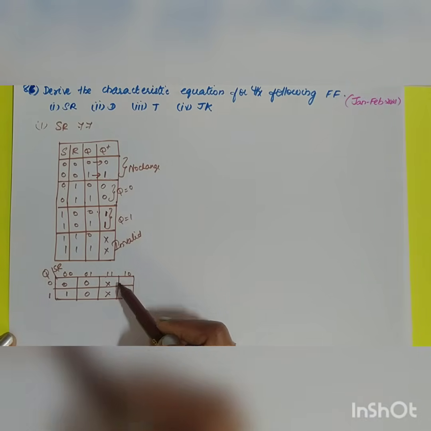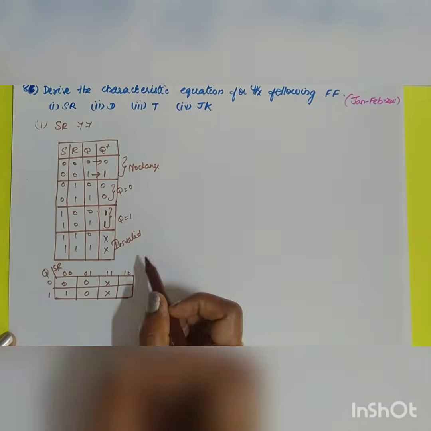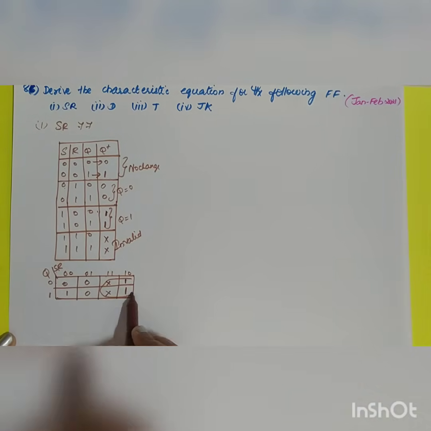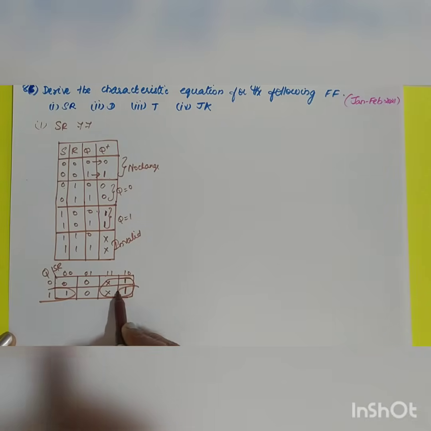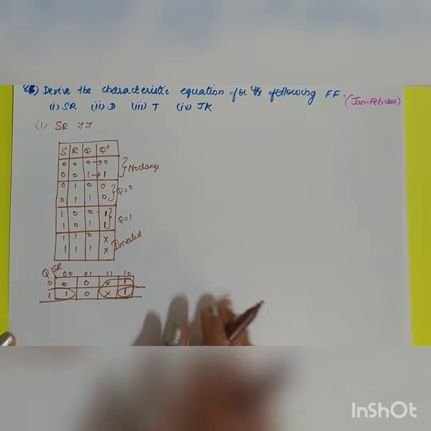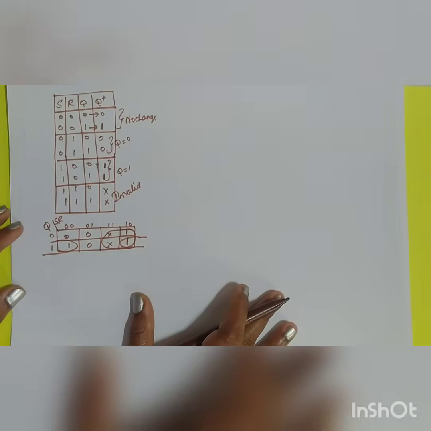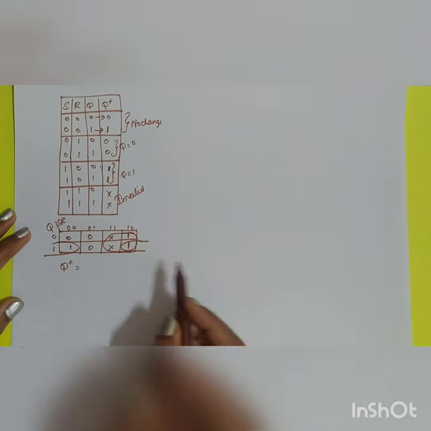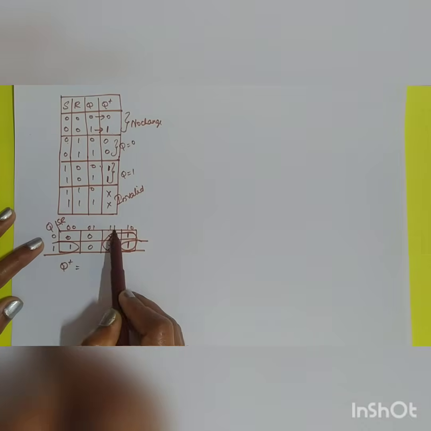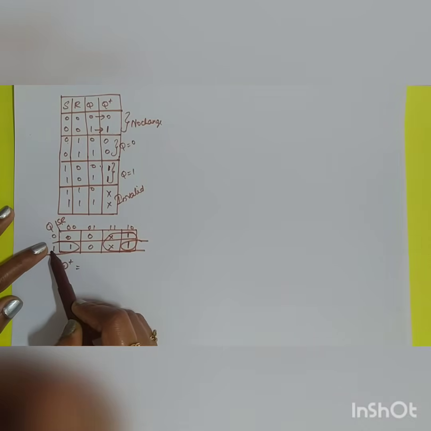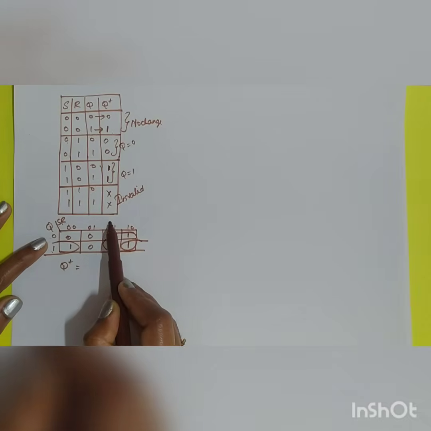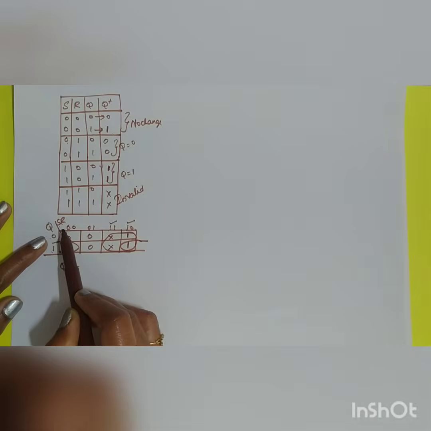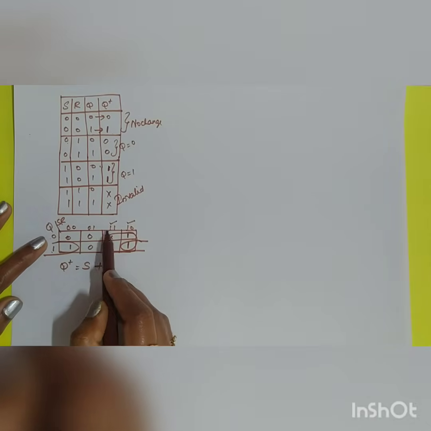1 1 0, it is again don't care. 1 0 0, it is 1. For 1 0 1 also it is 1. So how can we group? We can group these four together, and this one we can group in this way. So what will be your characteristic equation? Q plus, the next state, is equal to... First let us take the four grouping. Here Q will get cancelled, and R, which is 1 and 0, will get cancelled. So the value is S, S is equal to 1.